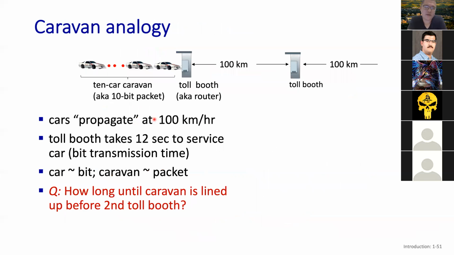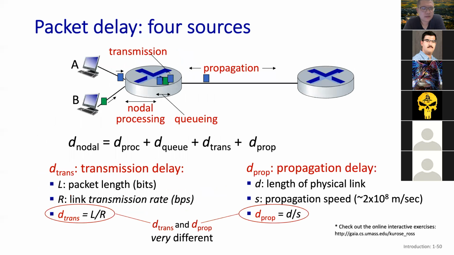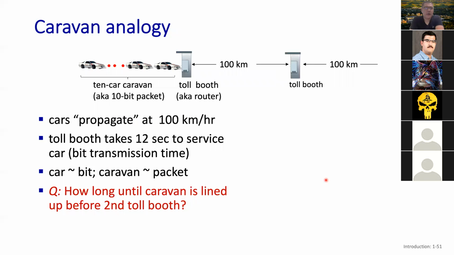So let's think about the caravan case. This is a straightforward case for you to understand how we transmit packets. We can think about this case based on some numbers.